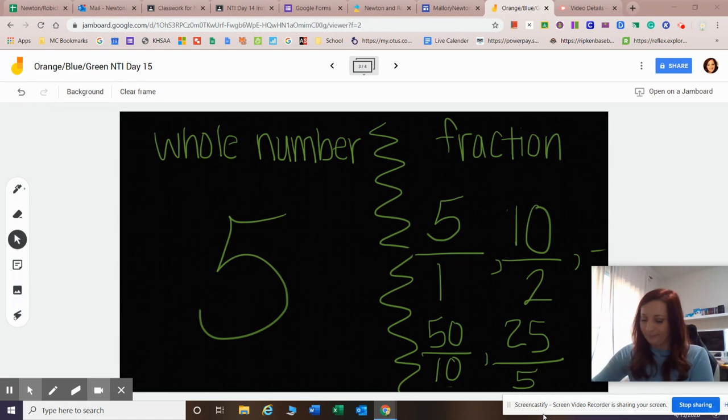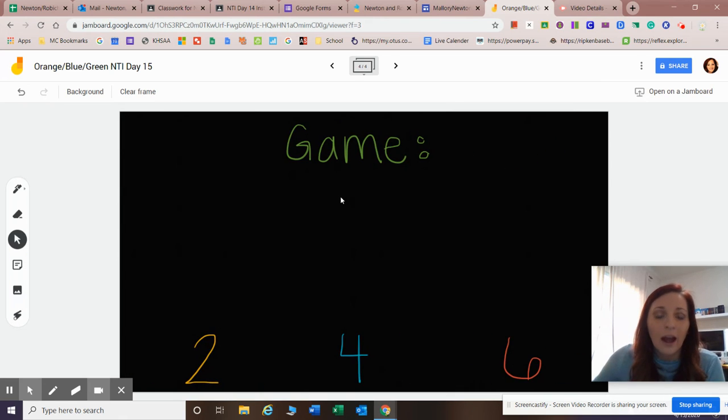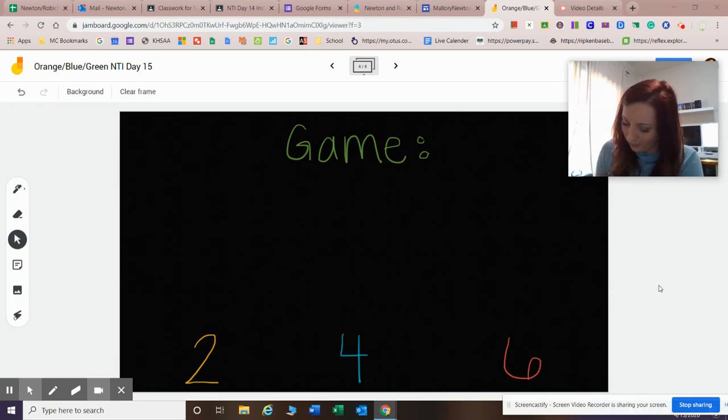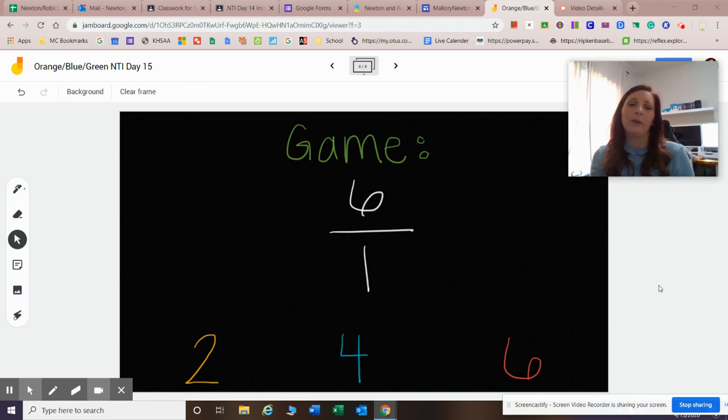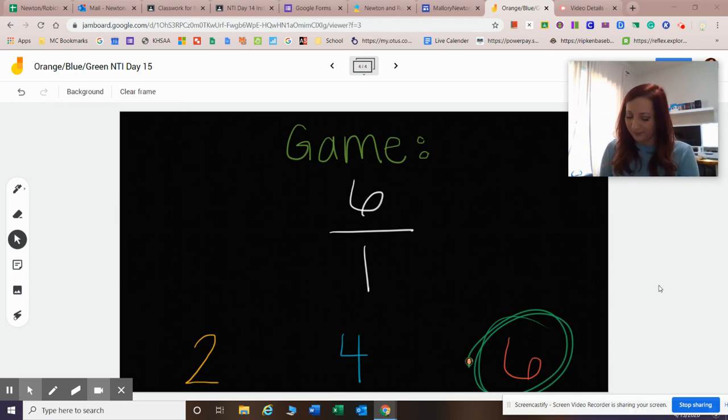So are you ready to play our game? I'm going to write a fraction, and you're going to point to which whole number it would be. Then I'm going to tell you the right answer. My fraction to start off with, we're going to start with something easy. 6 over 1. You've got 3 seconds. You should be pointing to 2, 4, or 6. If you pointed to 6, you are correct. They're going to get harder, I promise.